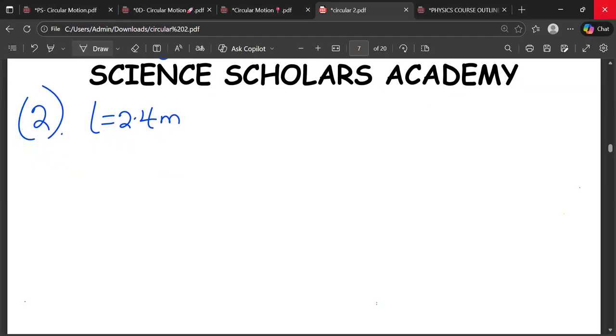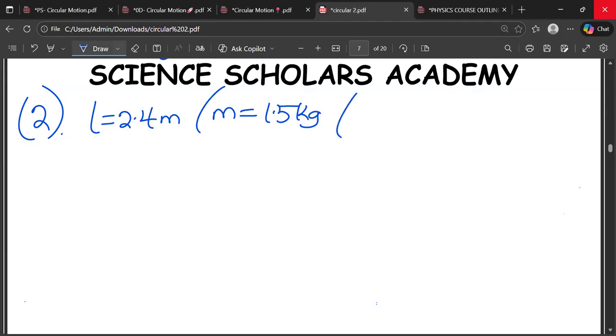Don't worry. Okay, now they are saying a light inelastic string of length 2.4 meters is fixed to a point O on a smooth horizontal table. A particle P of mass 1.5 kilograms attached to the other end of the string is given a blow which sets it moving in a circle on the plane with constant speed of 4 meters per second. You people, is this speed angular or linear? They are saying constant speed of 4 meters per second.